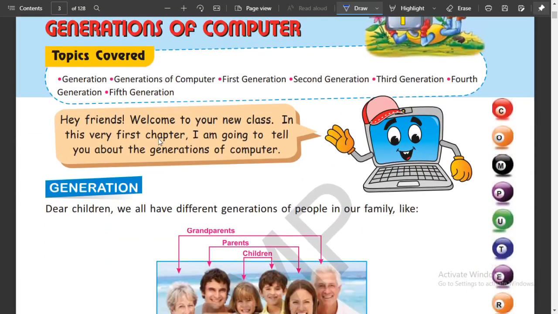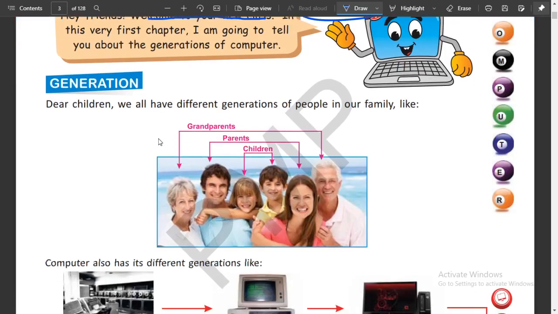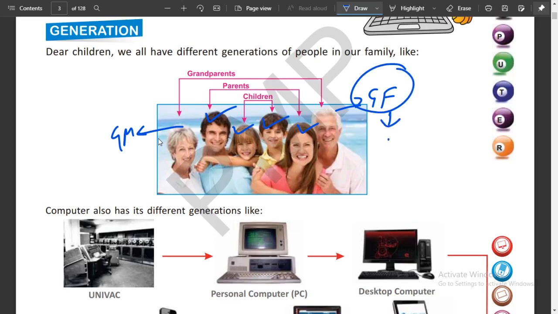Okay, now generation of computer. First of all, welcome to your new class, because you have been promoted from class 4 to class 5. Now here you have to read about generation. As we all have generations in our family, like suppose there is grandfather and then grandmother, then parents, then children. So these are the generations. Your grandfather is a generation, then your father, and then you. So this is the generation.